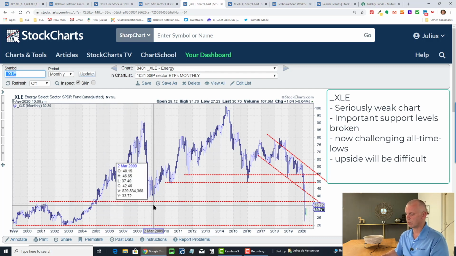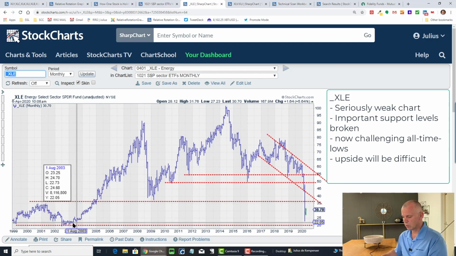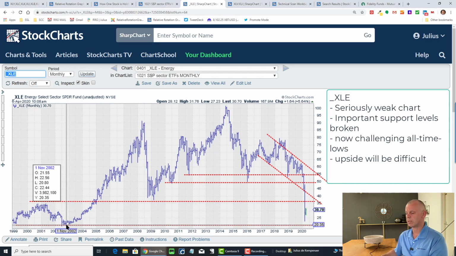And we're now underway for a test of, and this is the all-time low for this ticker symbol. It actually started to trade in 1998, and the low that we had was around 20. So keep an eye on this, but the upside is filled with resistance.